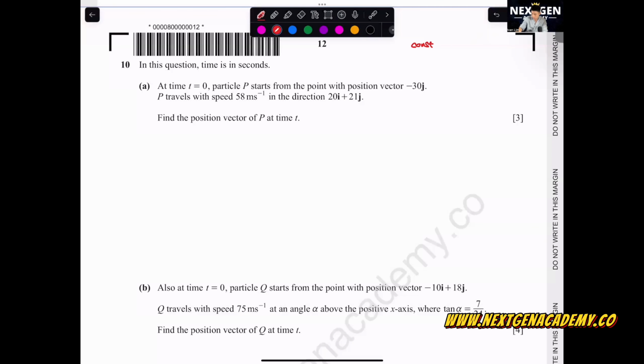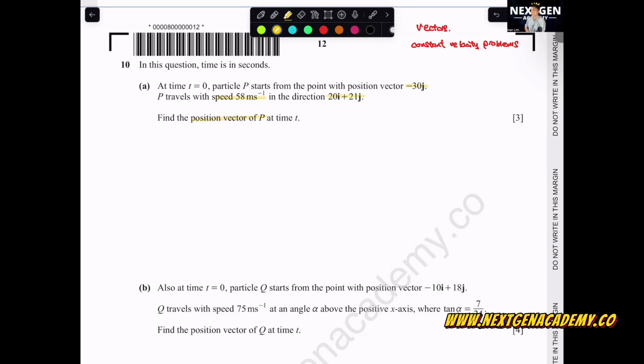Okay, constant velocity problems. If you don't know, please go and watch my videos under vectors. This was the very last thing that I taught y'all in the entire syllabus. At time t = 0, particle P starts from the point with position vector -30. P travels with speed 58 meters per second in the direction 20i plus 21j. Find the position vector of P.